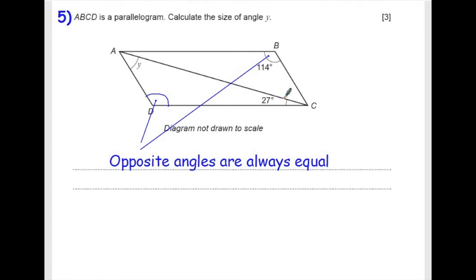So we can start with the fact that D equals 114 degrees, but we are being asked to calculate the angle Y. Well, if we look at this shape here, we have got a triangle. You already know how to work out angles in a triangle, and as we have 2 out of the 3 angles, we can work out what's missing by adding up the 114 and the 27.